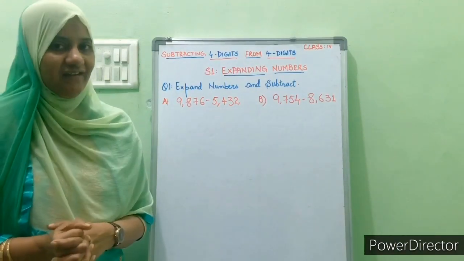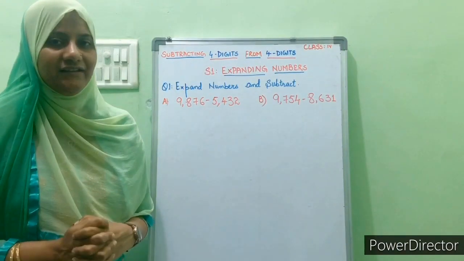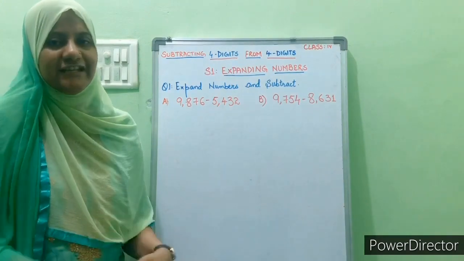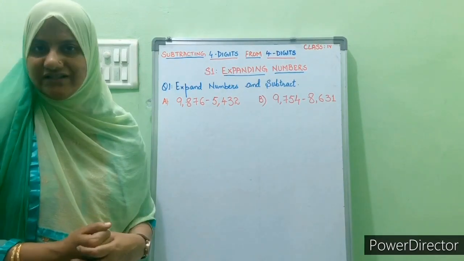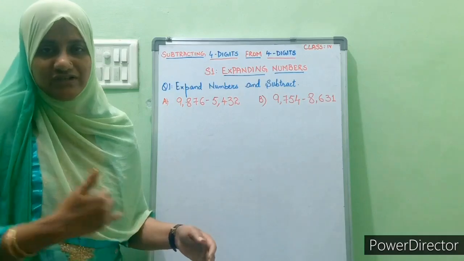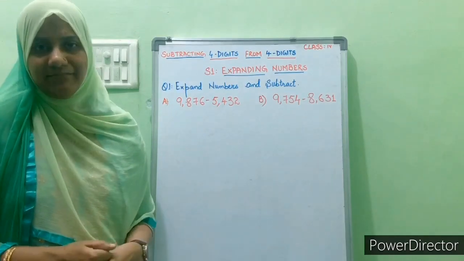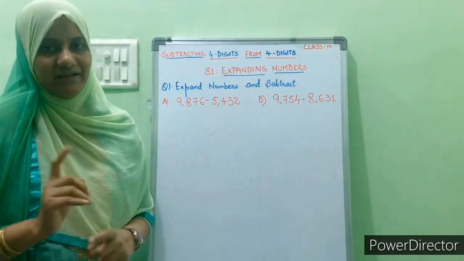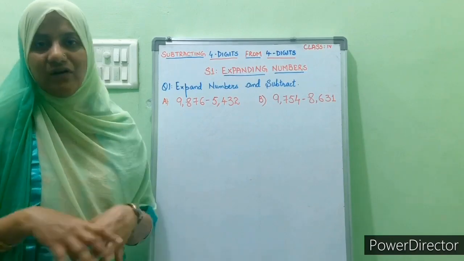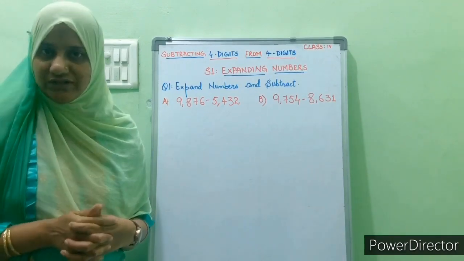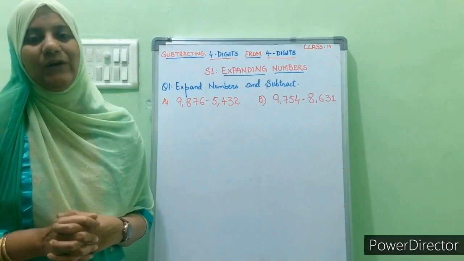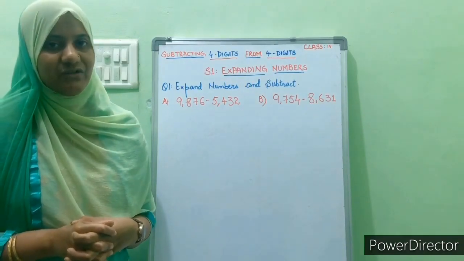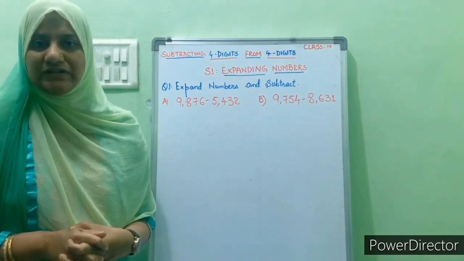What did we learn in the last class? We learned that subtraction is backward counting. What is subtraction? We count backwards in subtraction, isn't it? Bunny and Dolly, they solved a few problems. Have you watched the video? And also, we learned subtraction using place value blocks, isn't it?